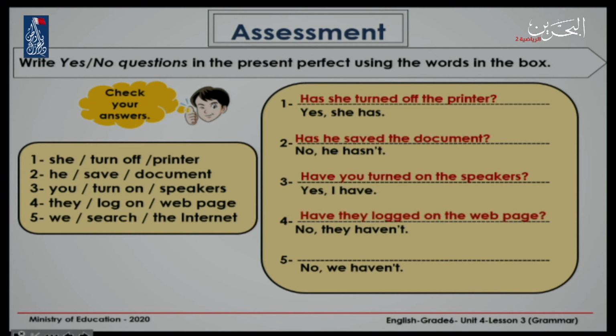Number 4. Have they logged on the web page? No, they haven't. And the last one. Have we searched the internet? No, we haven't. Were your questions correct? Good job.